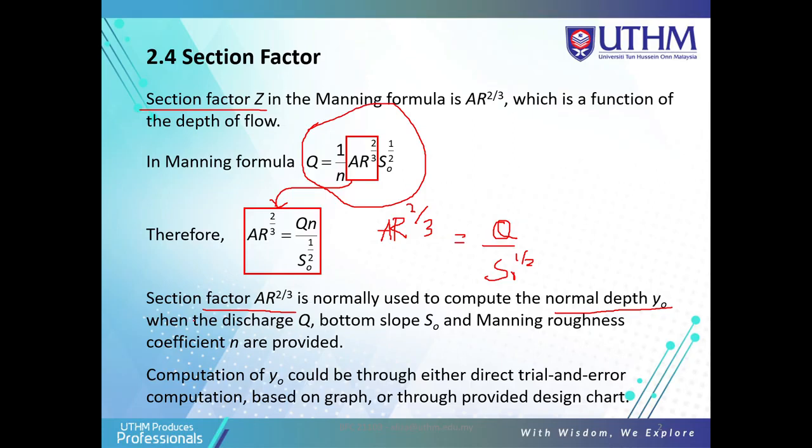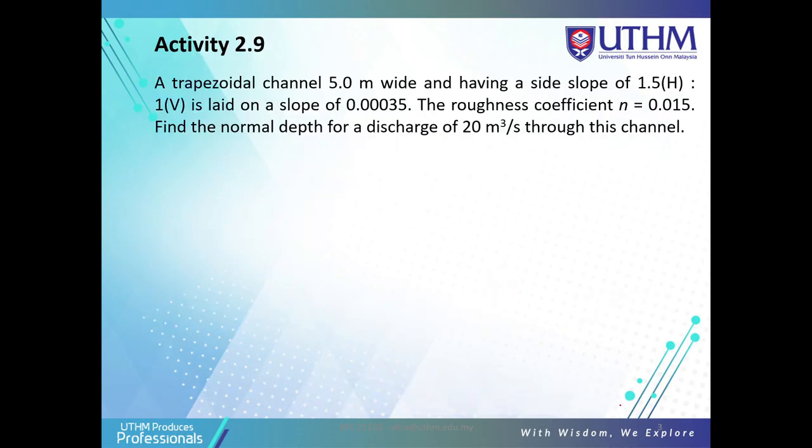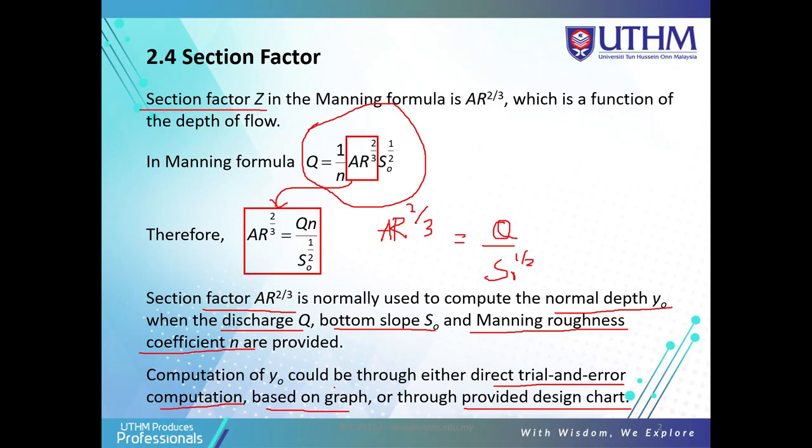When the discharge Q, bottom slope S0 and Manning roughness coefficient are provided, so when discharge is given, bottom slope S0 is given, Manning roughness coefficient is given, you can find the normal depth y0. Computation of y0 should be through either direct trial and error computation, based on graph, or through provided design chart. So to find the normal depth, there are three methods.